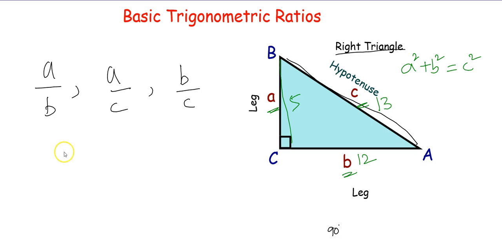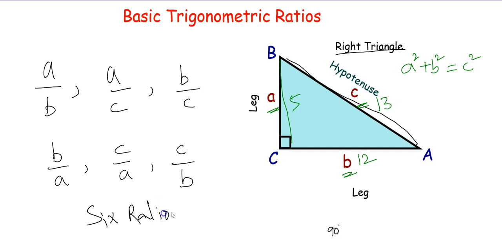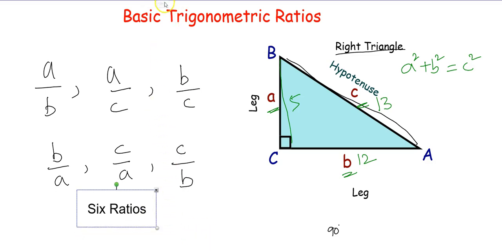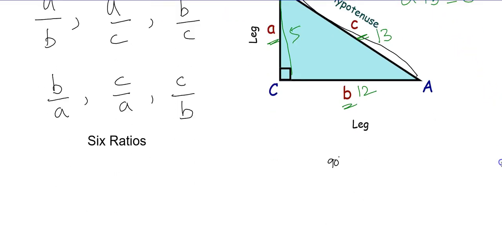Similarly, if I take the reciprocals, make them upside down, you can also have b over a, that is side b over side a, and here c over a, and again c over b. So altogether there are as many as 6 ratios in this right triangle. That is, we are finding the ratio between two sides of this right triangle, picking 2 out of the 3 sides at a time, and altogether we get 6 different ratios. So mathematicians came up with names for these 6 different ratios, and those names are like this.